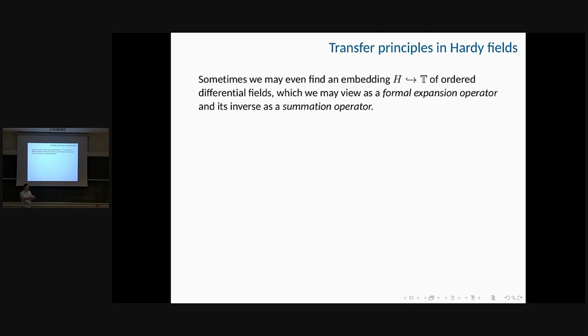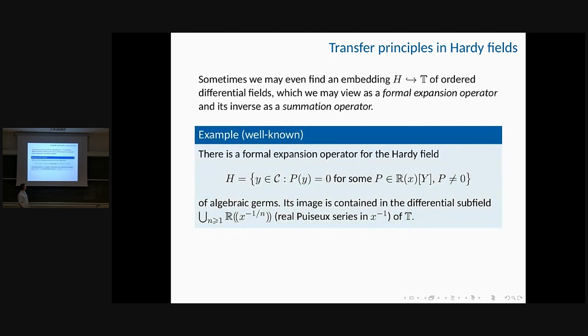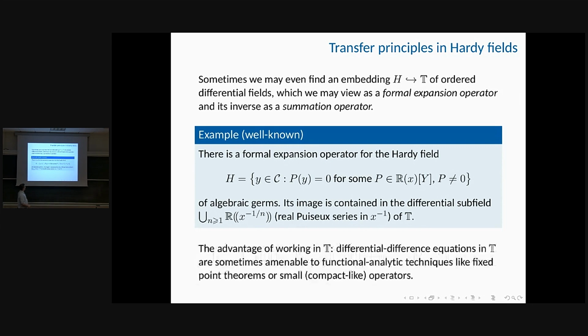Somebody gives you a trend series and you're able to produce an element in the Hardy field. There's one well-known example where there is such an expansion operator that you can write down, namely for the Hardy field that we saw before, the algebraic series. There, you know that there is an expansion operator whose image in T are the real Puiseux series which are algebraic over the rational numbers. So that's a very concrete example, but most of the time, these images of the various H's are pretty complicated.